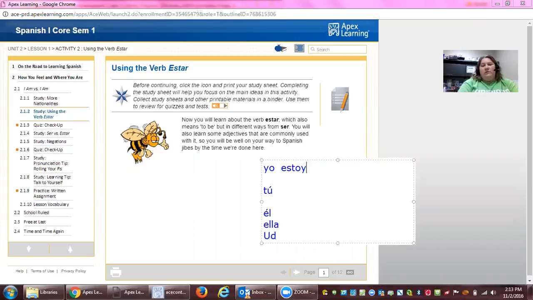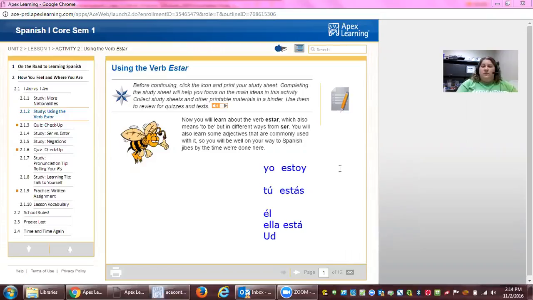We have estoy. And then we have estás. And one thing that you need to remember with these is that you do get an accent. And then all three of these are going to use the verb estar. Está. Okay. So these are our singular pronouns. Because there's one person, yo, estoy, tú, estás, él, ella, usted, está. And this is called a conjugation, changing a verb to match a subject.